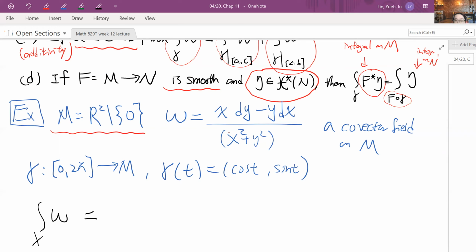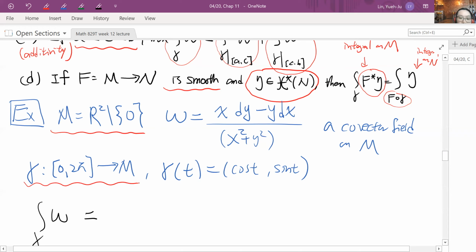And I want to compute the integral of W over the following curve. This curve is a curve on M, right? And as you can see, the definition of gamma is really cosine and sine. This is nothing else but just a circle, right? So you have R2 without the origin, and this is a circle. Actually, you can even tell me the orientation, because t goes from 0 to 2 pi. So it starts from here and comes back to here. So this is a counterclockwise circle.